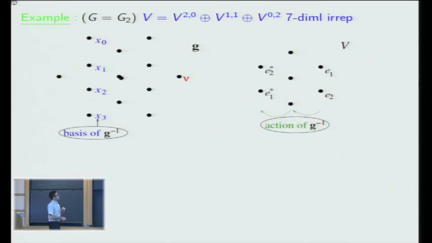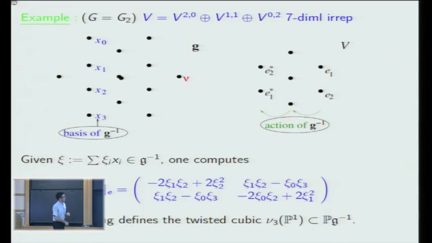So here's an example. If I take the 7-dimensional irreducible representation of G2, here is a basis of g minus 1, and here are dual bases of V^{2,0} and V^{0,2}, so g minus 1 acts in this way. And this is a highest weight vector for G viewed as a representation of itself. Now, given some element of g minus 1, you compute the action of this element twice in this basis, with respect to this basis on this end and this on the other end.